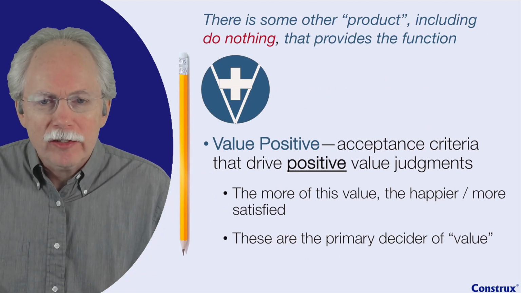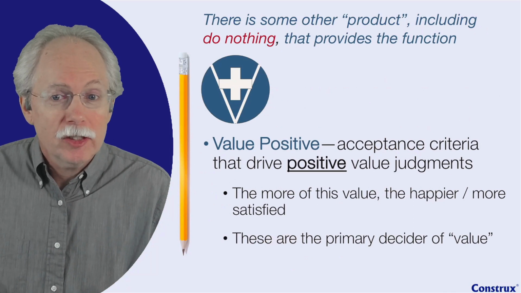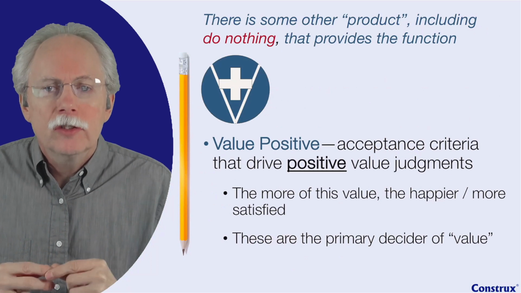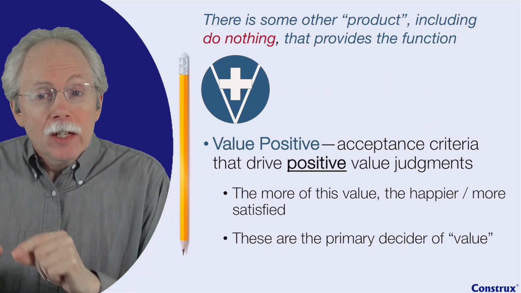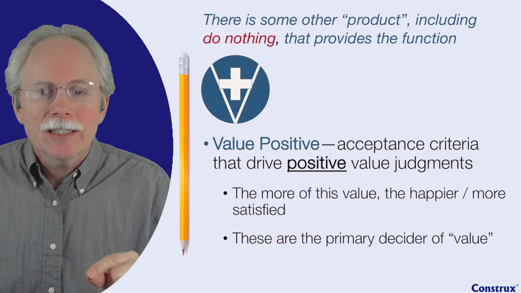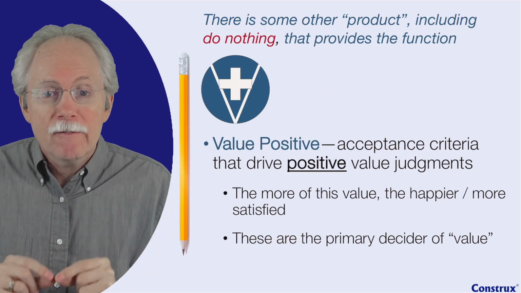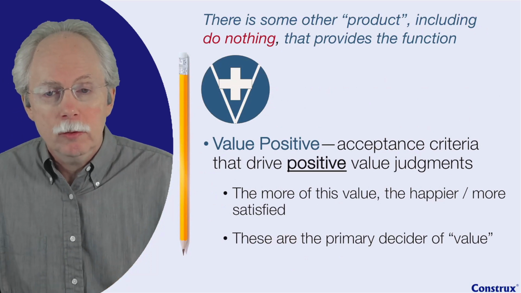That is that they're looking at this. They already have a way of doing this, including do nothing, right? Because that's always an option. It's like, I want to do that function, but it's so cumbersome, so hard, so difficult that I don't bother to do it at all, right? And so when I look at that, this is the thing I'm looking for to say, yes, this is why I want to switch to your new product versus the product I had before. These are my value positive areas. These are the ones I'm going to judge you on.